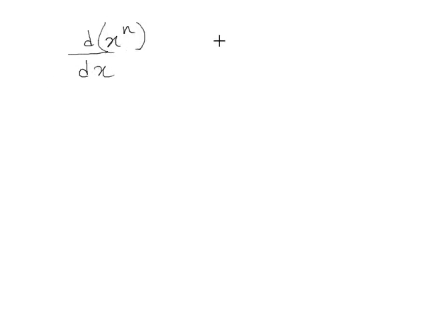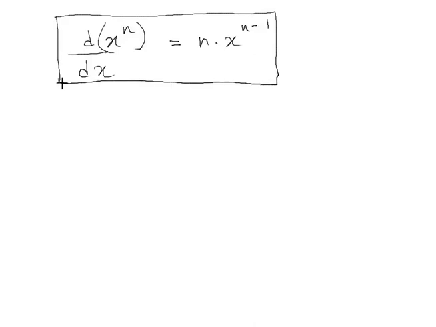I don't expect you to remember differentiation of anything else, just x to the power n. So x to the power n का differentiation क्या होता है? That is n into x to the power n minus 1, right? So the differentiation of x to the power n is n into x to the power n minus 1. Just by this knowledge, let us check this series here.